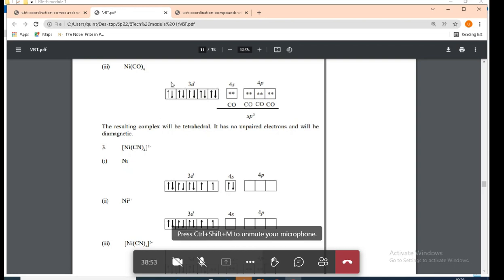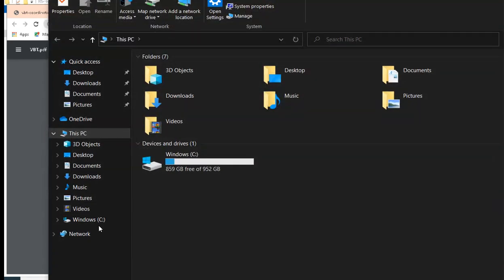Hence you had all the 10 electrons being adjusted in the d orbitals, and this had the s and p available. So it gave you an sp3 hybridization because of the electrons getting paired up, because this is also a strong ligand. So it could cause the electrons that were present in this to pair up here and give you sp3 hybridization.